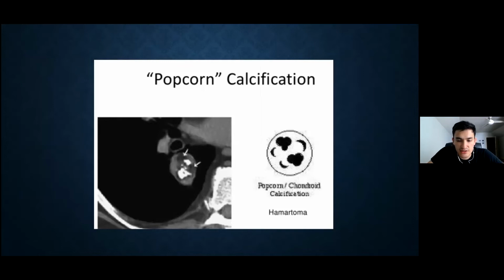Popcorn calcification is a feature of hamartomas. It's the classical feature, but is present in just 10% of cases. Typically, hamartomas can have a popcorn calcification, can have fat within the nodule, like this one, or can have a mix of both. So in this case, this is a hamartoma with calcification, and there are some fat densities located.